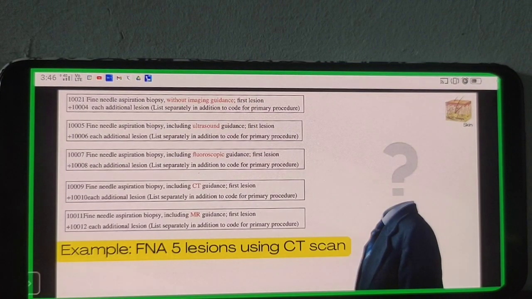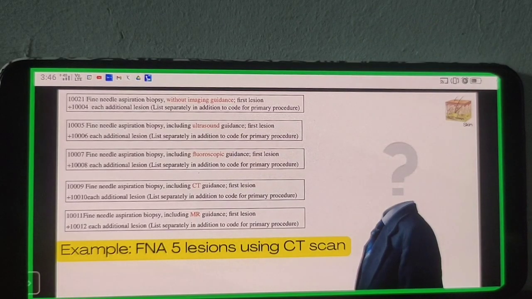Remaining two lesions, 1,008 into 2. Okay, now try this question. 5 lesions, CT guidance. 1,009 and 1,010 into 4. Correct. So CT guidance means 1,009 and 1,010. So the number of lesions is 5.